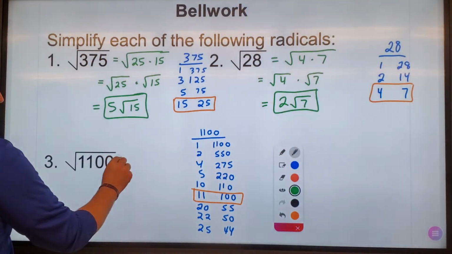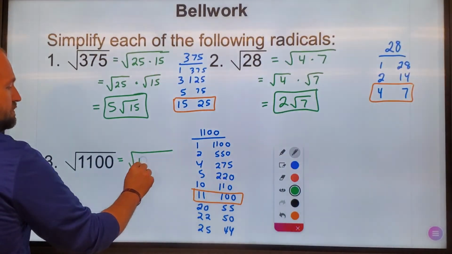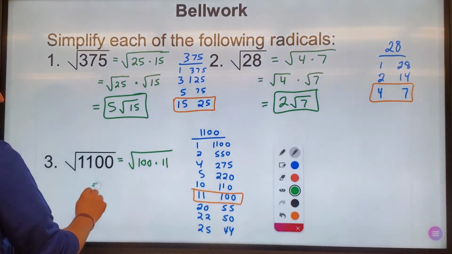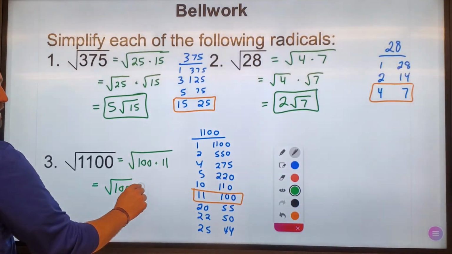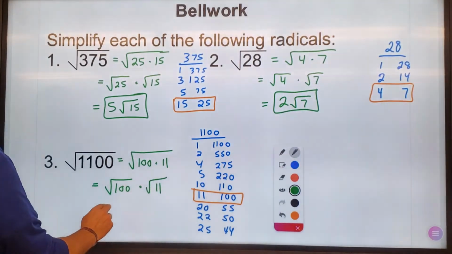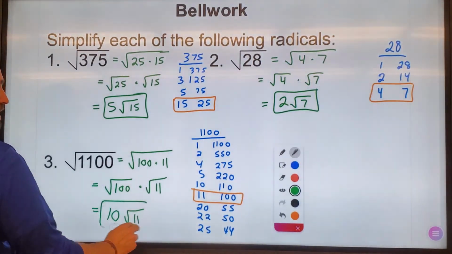Again, then I'm going to take this and separate it: 100 times 11. Using my property, that becomes the square root of 100 times the square root of 11, which then becomes 10 square root 11.